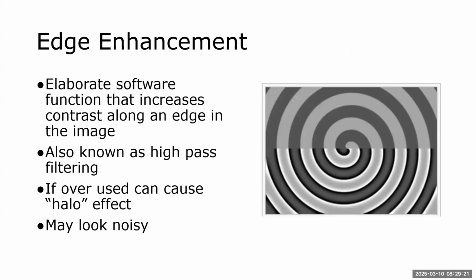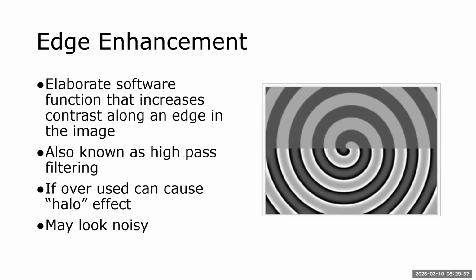Now, these next few slides are some additional tools that are usually available in the software. Edge enhancement is a very elaborate software function. It increases contrast along the edge in the image. Do y'all see the difference? So from here to here, you see how the edge contrast is increased. This is also known as high pass filtering. Something you just got to memorize. If this is overused, then it can cause what looks like a halo effect.